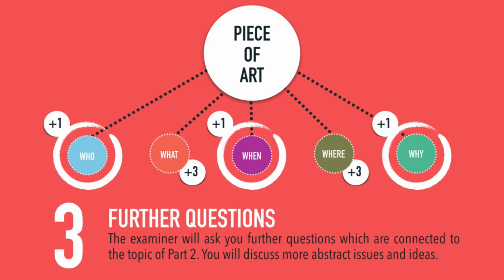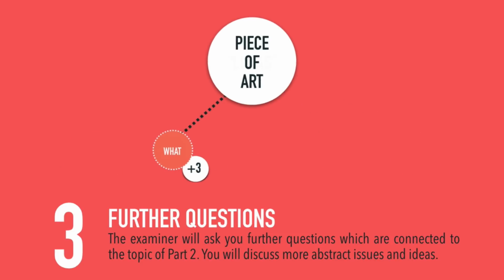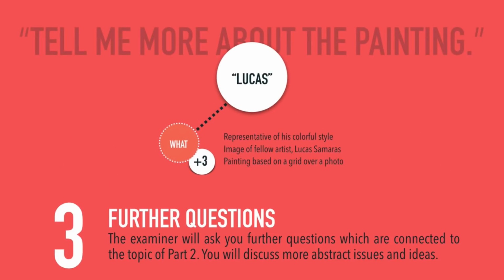I didn't speak about where the piece was painted, nor did I speak about any specific details about the painting. So what I've chosen to do is have them ask me a question regarding what. So they can say, tell me more about the painting. Well, we know that's what. So I need to give 3 pieces of information. So I've chosen representative of his colorful style, image of fellow artist Lucas Samaras, and a painting based on a grid over a photo.